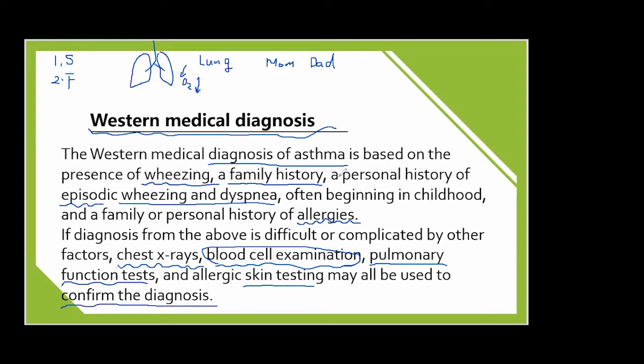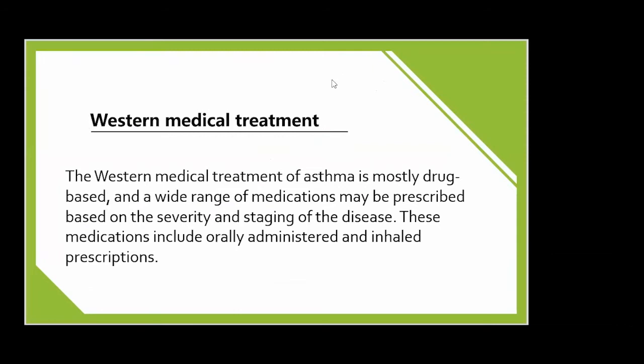But generally speaking, for these patients the diagnosis can be made mainly from the symptoms. If there is also a family history, it is pretty easy to diagnose asthma. Then we talk a little bit about advanced medicine treatment. We are not going into that detail, just getting some basic idea. We put more time into talking about TCM treatment.